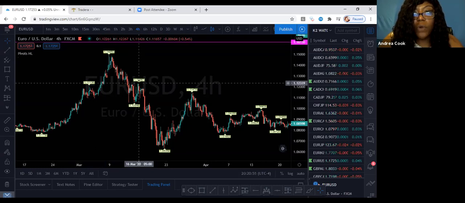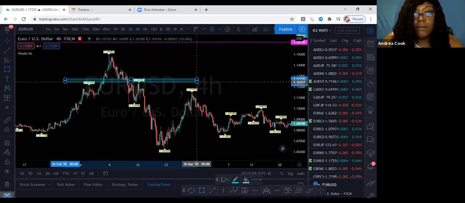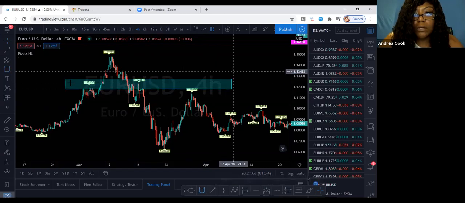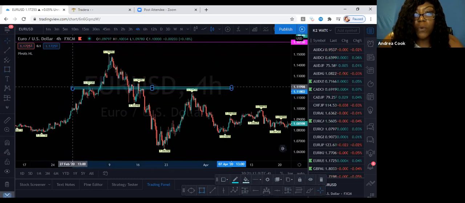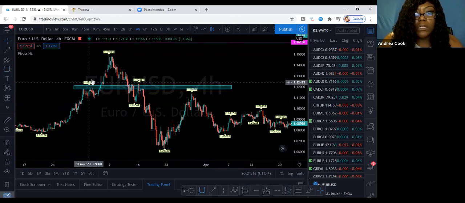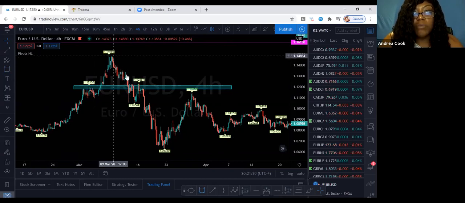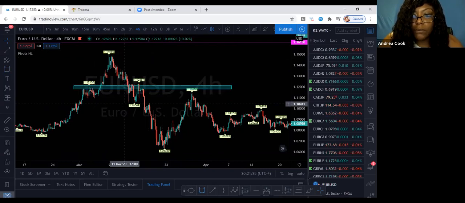So at this point right here, market structure had not been broken yet. Does that make sense to y'all? Because it needed to get below here. It needed to get below this price right here. This was a higher high. We need price to get below that in order for it to change market structure. And what happened right here?